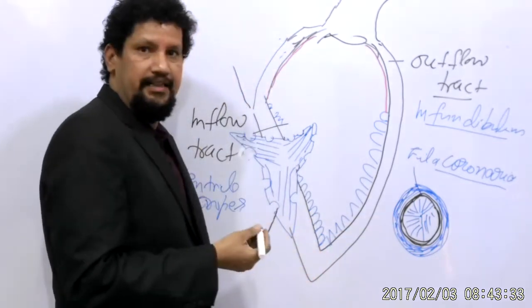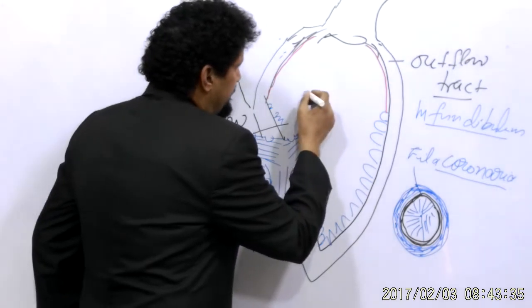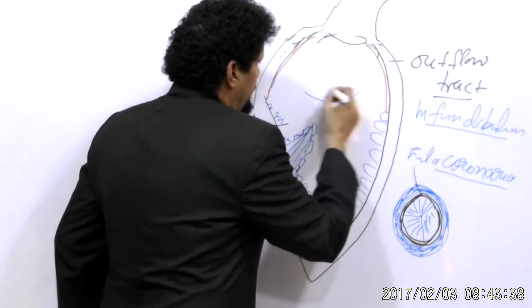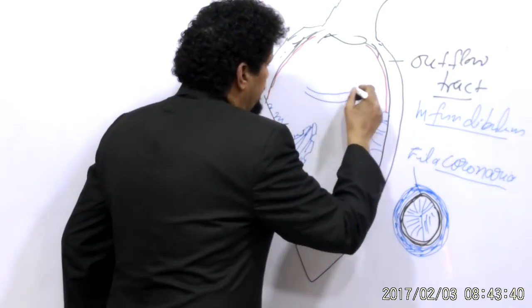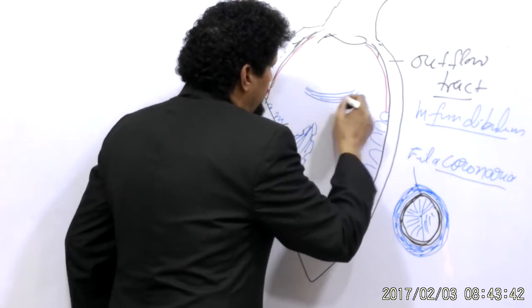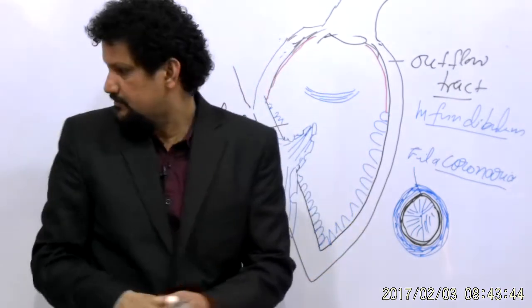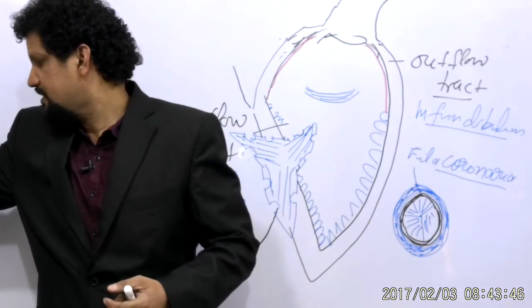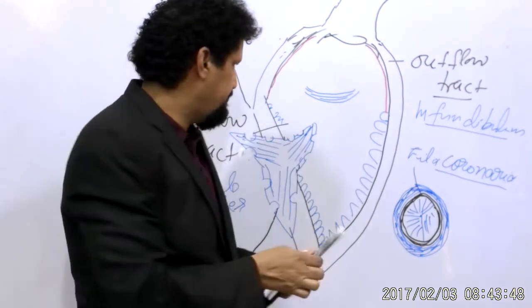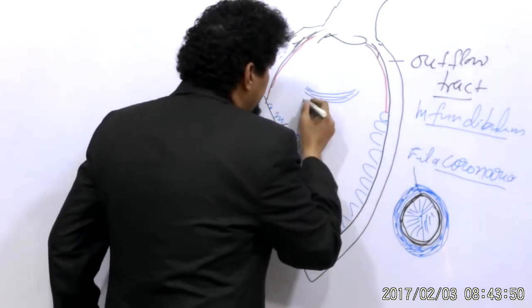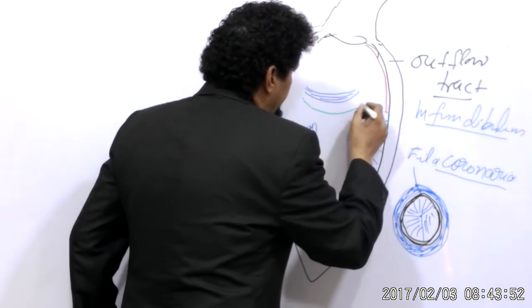So, here we can see in more detail, this is the part of the one fila coronaria and this is the part of the other fila coronaria.